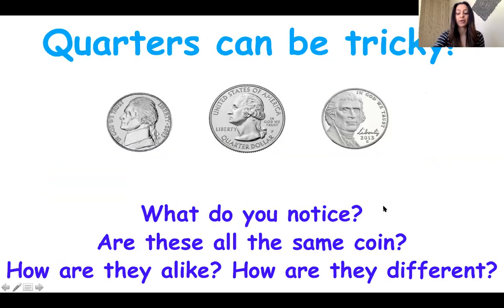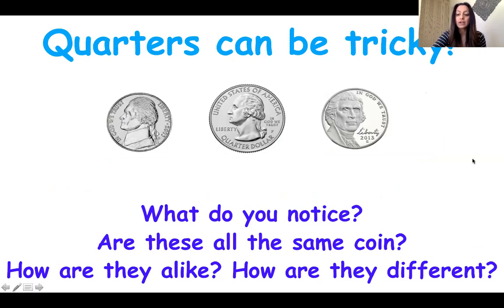Very nice. Now, quarters can be tricky. What do you notice here? Look at these 3 coins that are on this screen. Are these all the same coin? Look really, really closely at them. How are these coins alike? And how are they different?